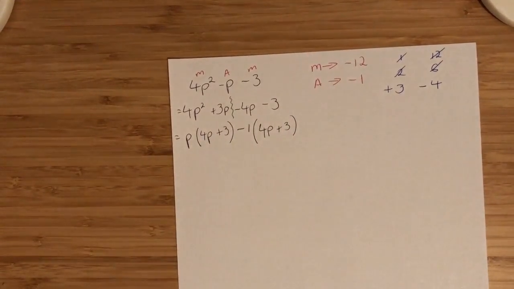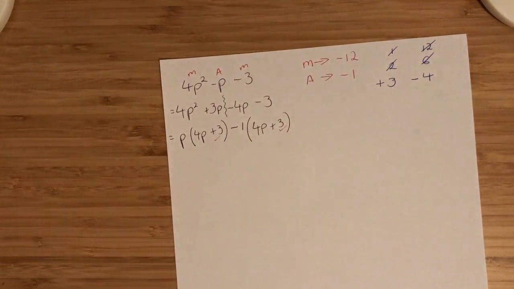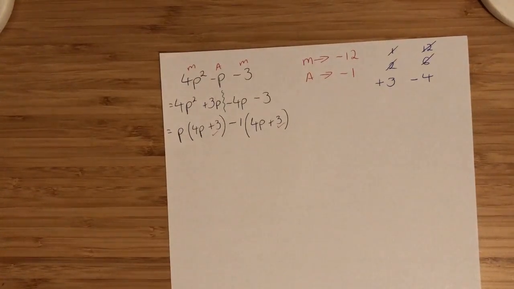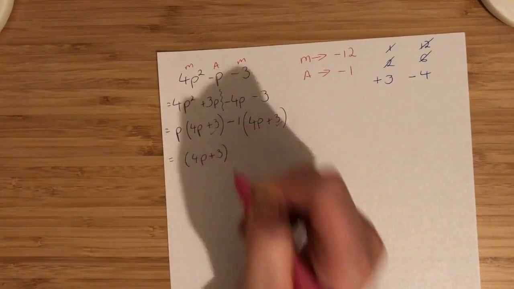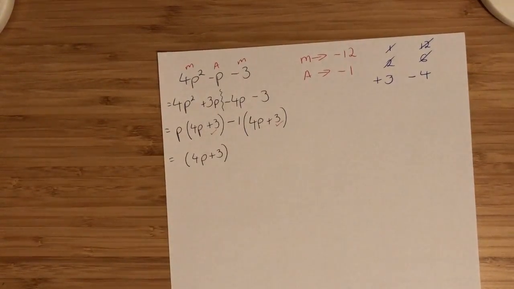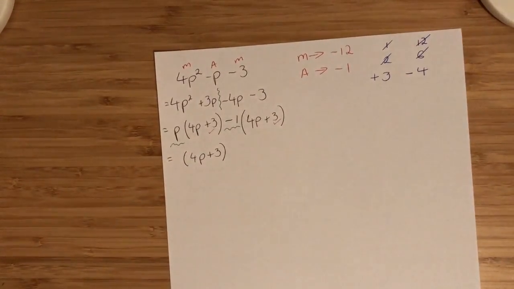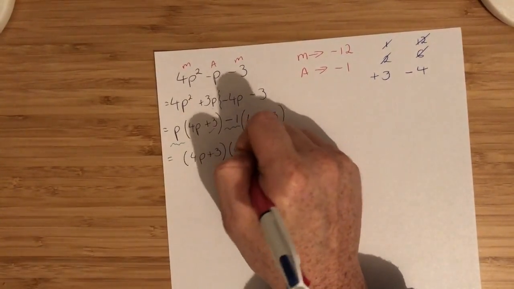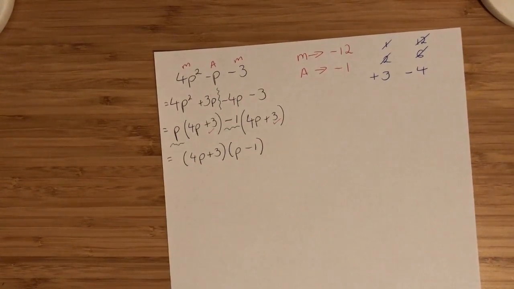All right, we have this same bracket repeated. We've got a 4p plus 3 and a 4p plus 3. So that is a good sign. And that is our first bracket, so we can write that out. 4p plus 3. And the other one, hopefully you've seen already, comes from p minus 1. So we write that as our second bracket. P minus 1. And that is you done.